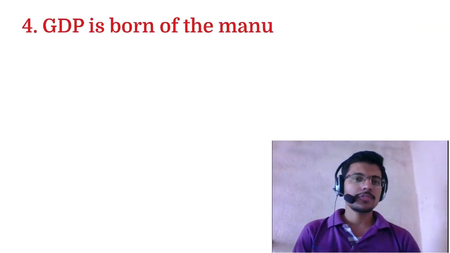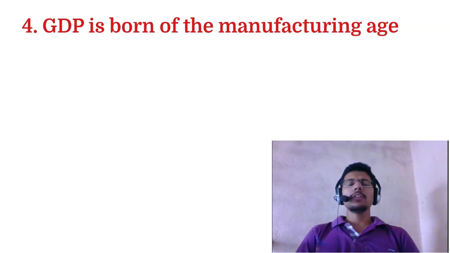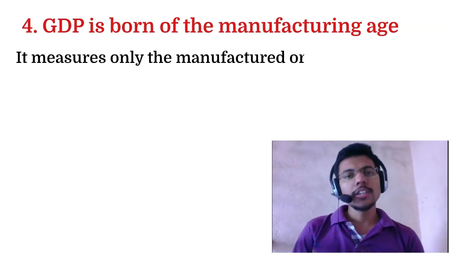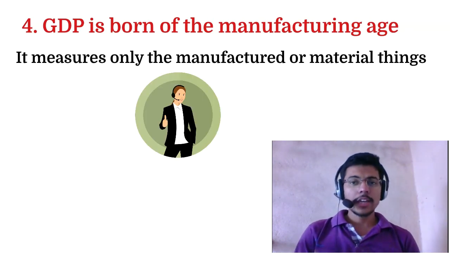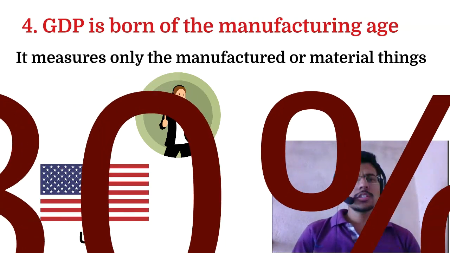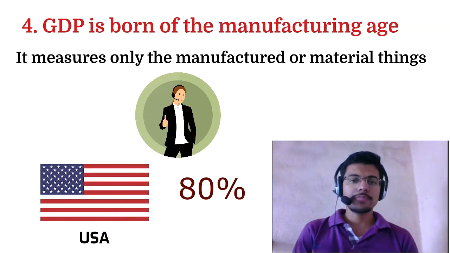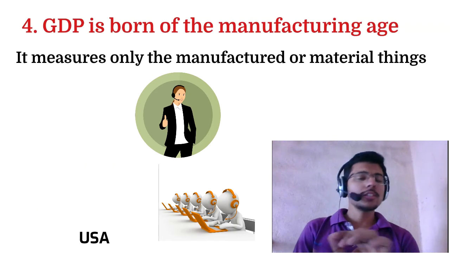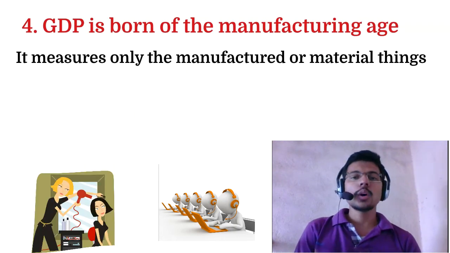Fourth point is, GDP is a born of manufacturing age. It measures only the manufactured or material things. Yet in advanced countries like USA, up to 80% of production is in the service industry. GDP doesn't do services, at least not very well.